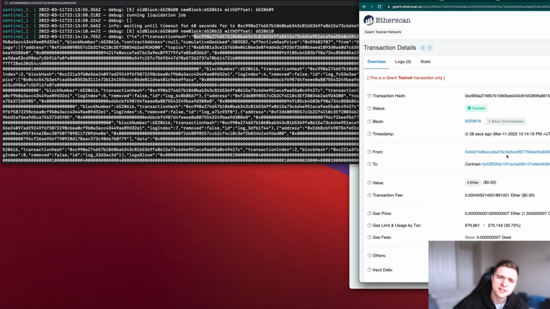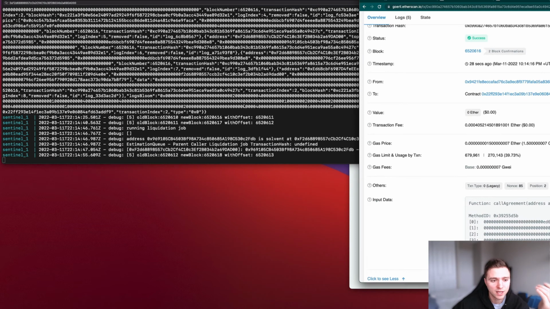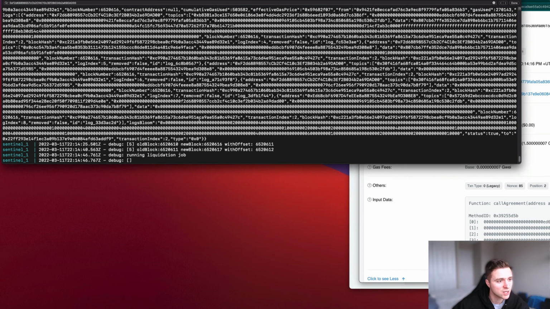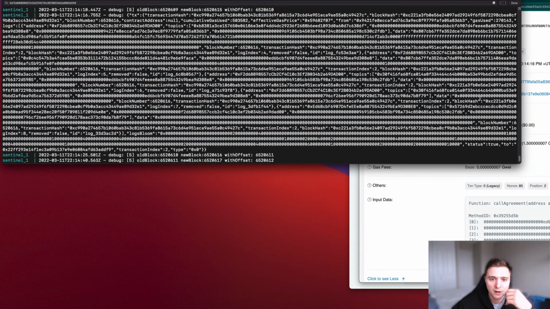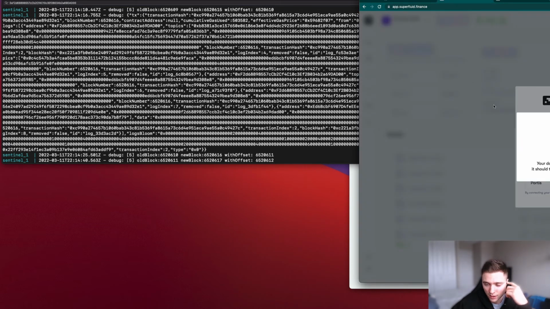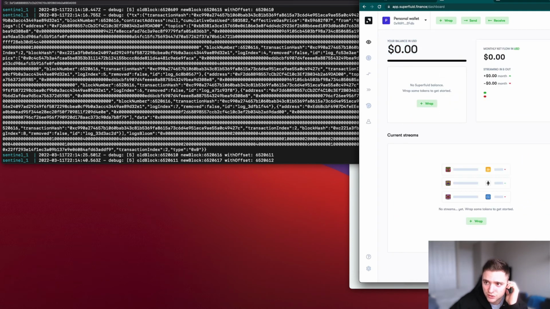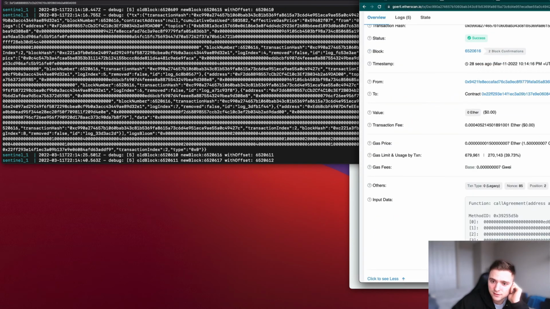Now, who is that address? This address is the address of my Sentinel. This is the address associated with the private key. So we can see information that proves that we just ran a liquidation job. Check that out. We have information about it, and we can see back in our dashboard that the stream is stopped. So I can refresh. Sometimes this stream will appear to be negative on the dashboard when in reality it's often not. The balance is just 0, and look at that.